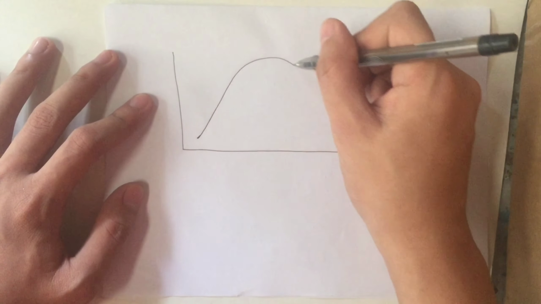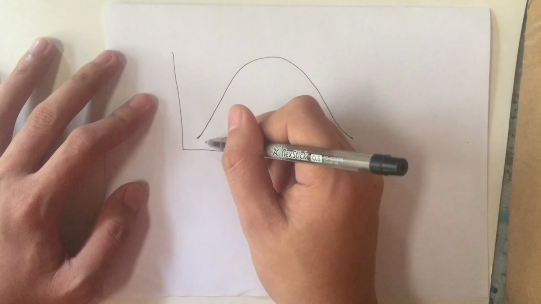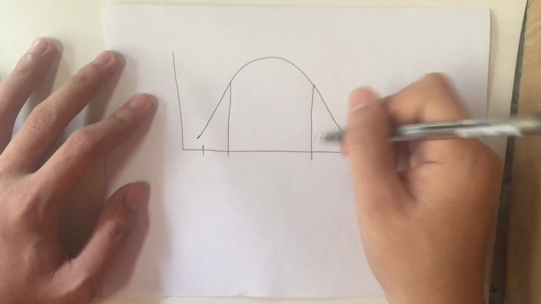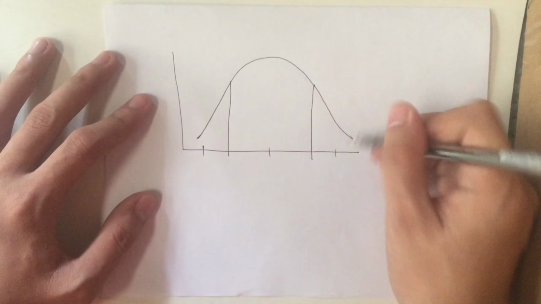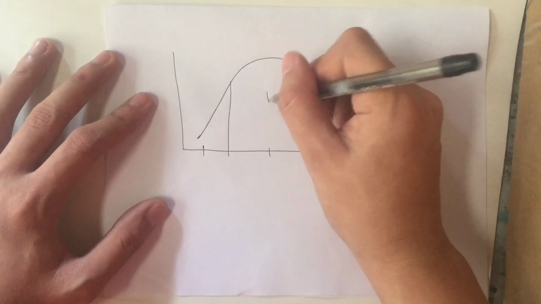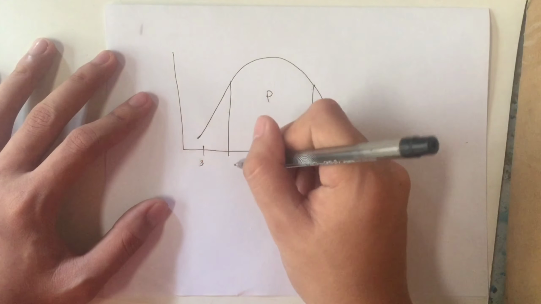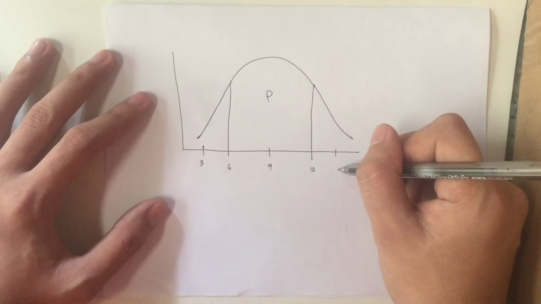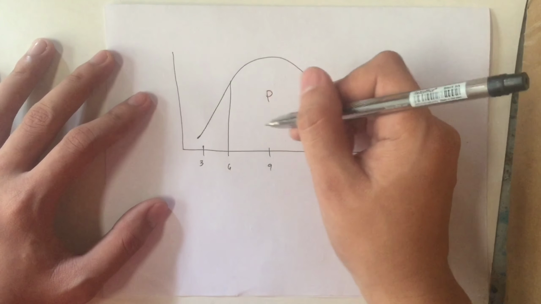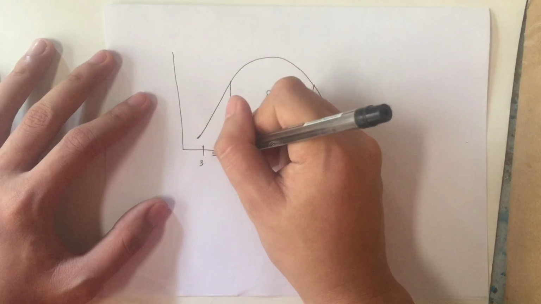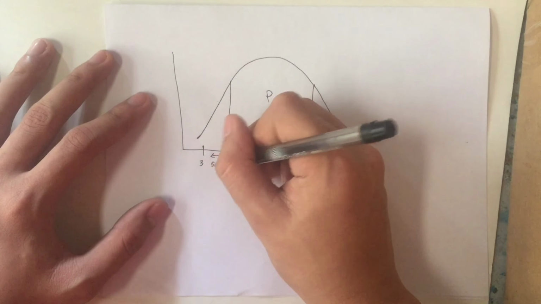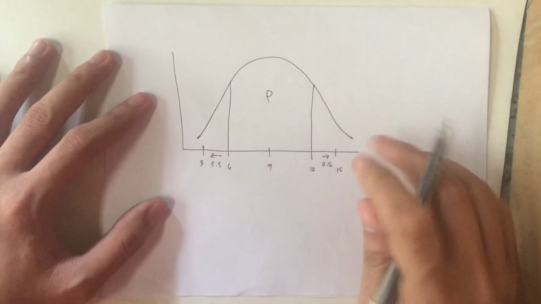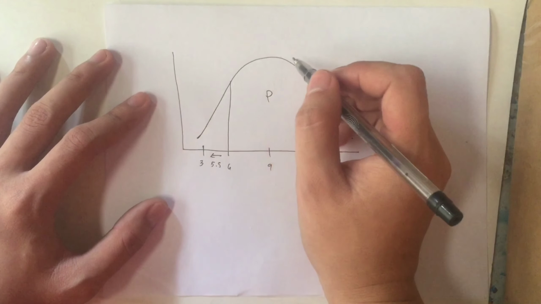So let's graph. Let's plot. Here's the P, 3, 6, 9, 12, and 15. This way is 5.5. That way is 0.5. So that is the graph.